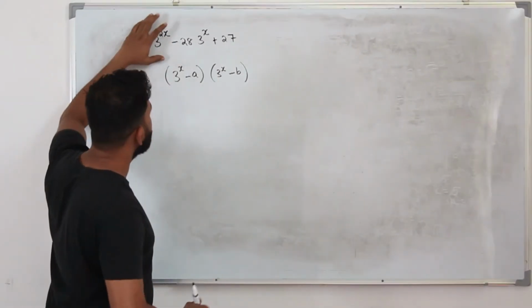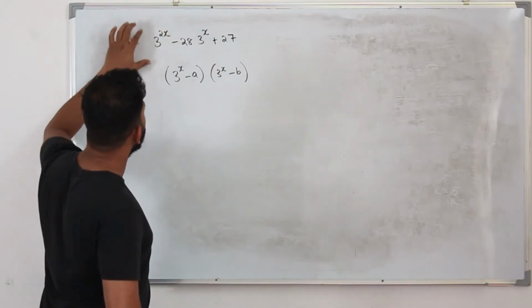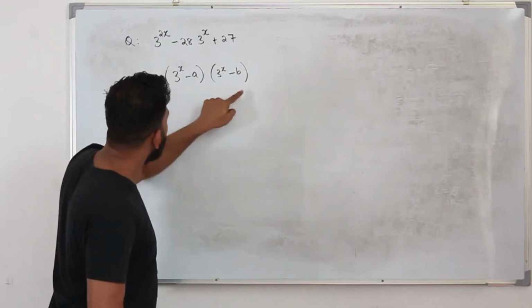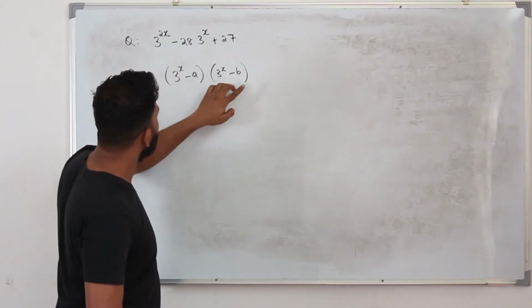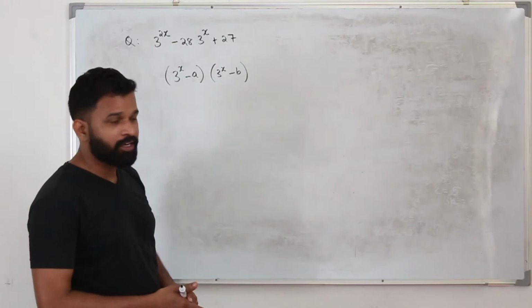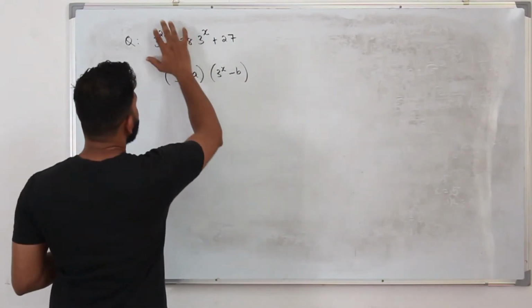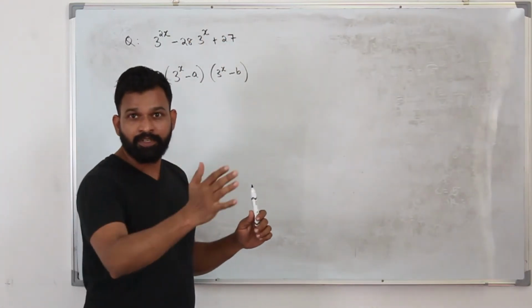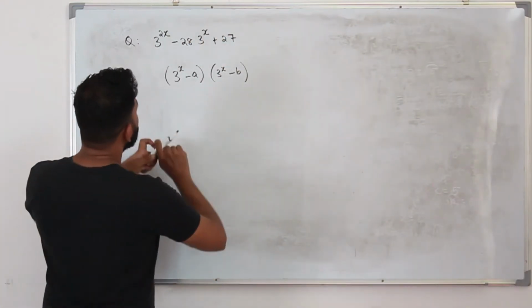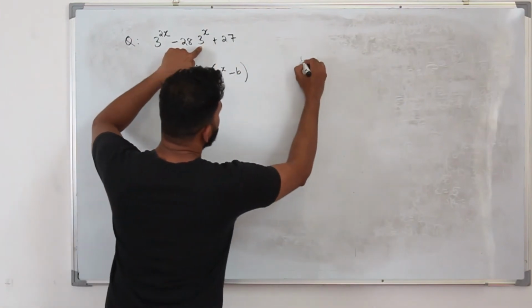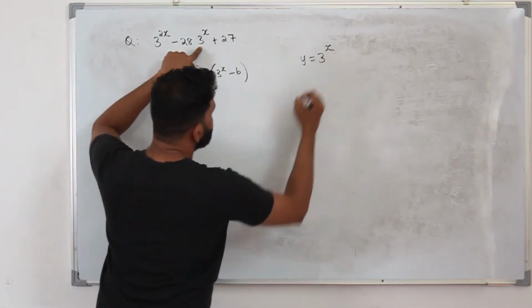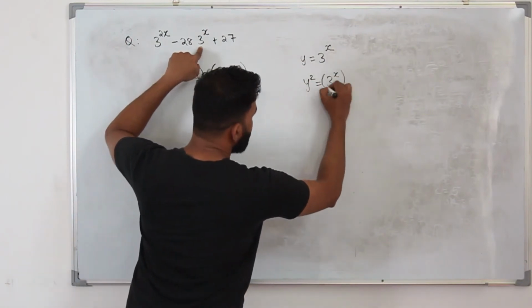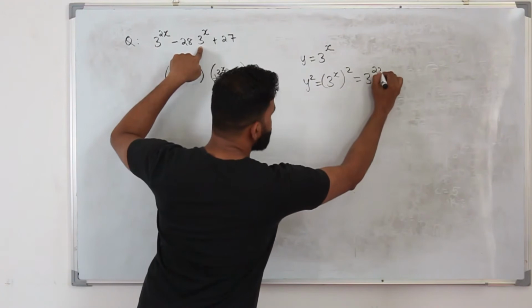So now this question taken from your textbook exercise. You are given this expression, they want you to express this in this form. 3 to the power x minus a into 3 to the power x minus b. It's not difficult. Again, as I said, whenever you see a weird looking expression, try to convert the expression to a quadratic expression. So if you take y equals 3 to the power x, your y square will be 3 to the power x whole square, which is 3 to the power 2x.